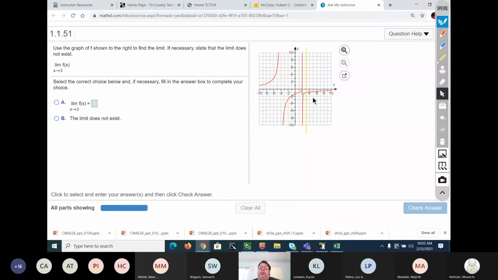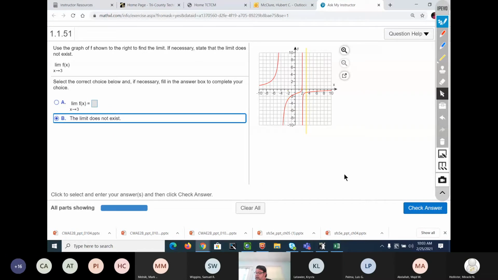But let's look. What is that? -1 at 3? So the limit does not exist because positive infinity does not equal -1.